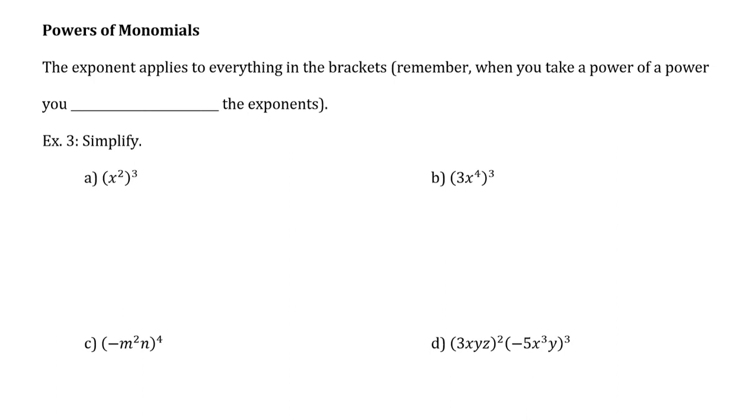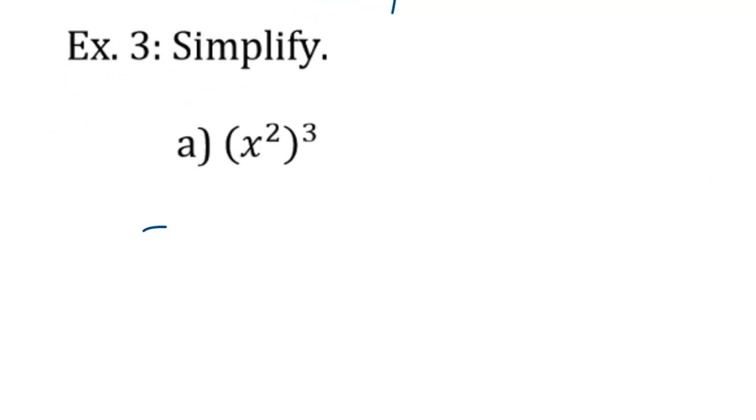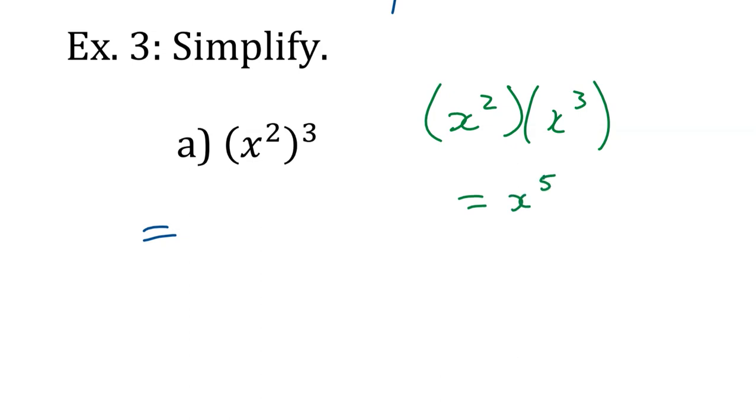The exponent applies to everything in the brackets. When you take a power of a power, what do you do to the exponents? You multiply, good. So if you're multiplying powers or multiplying monomials, you add the exponents, but if you're doing a power of a power, you multiply the exponents. Boy, that's confusing. Until you've done enough of it that you just get it, right? So if this was x squared times x cubed, I would get x to the fifth like we saw before, but in this case, it's 2 times 3, so it's x to the 6. Actually, I'm going to write that out. 2 times 3.